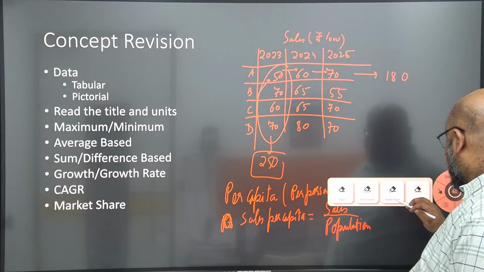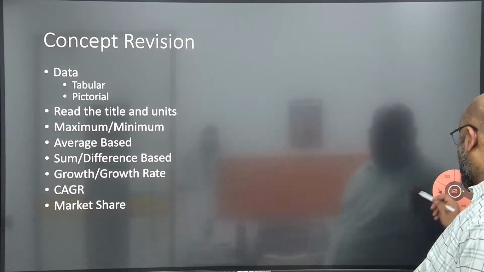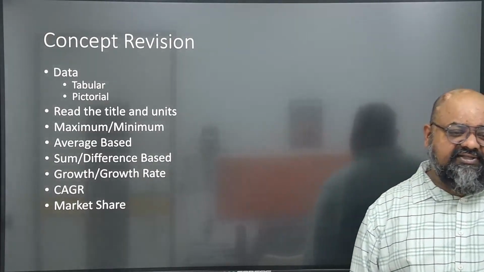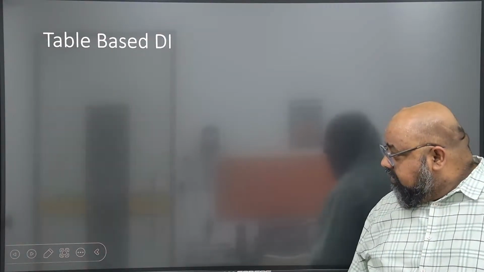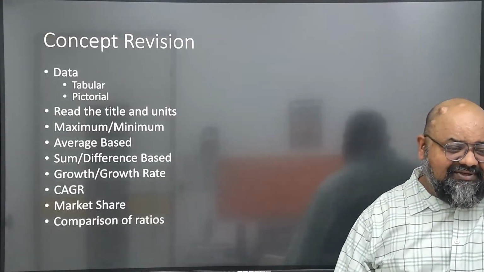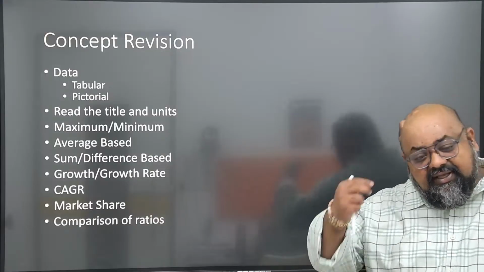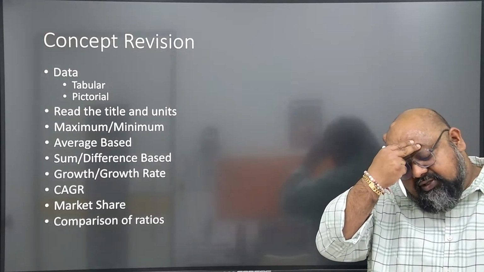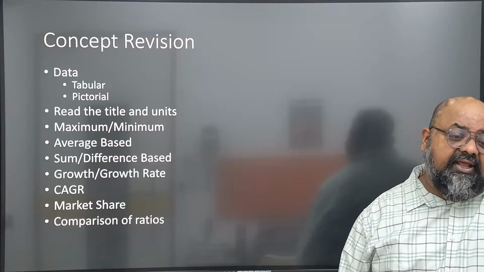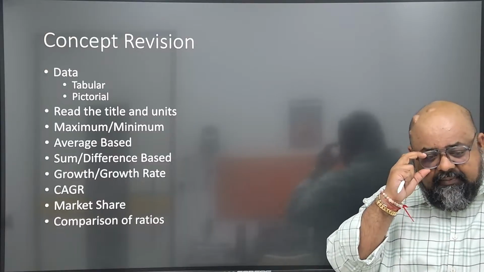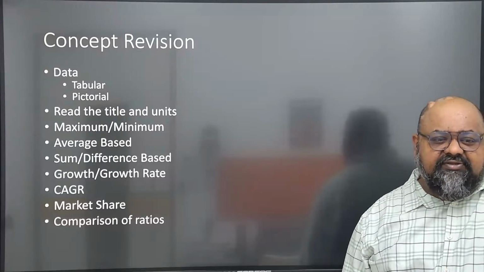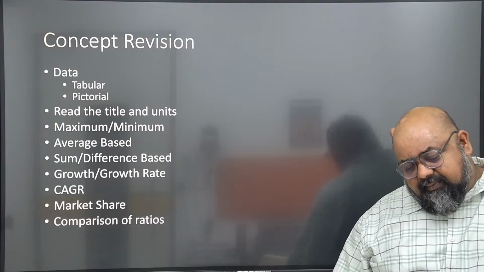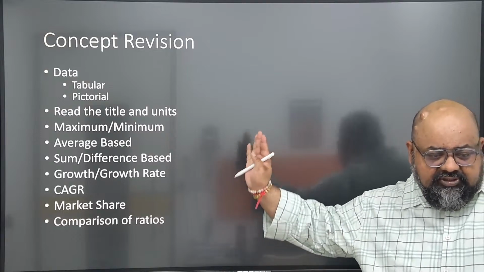Okay. Based on this, let us attempt a couple of sets. Sorry, there is a comparison of ratio question as well. Typically this will say growth rate: which product saw the highest growth rate and in which year? So basically I'm comparing the growth rate for each company for each year. Such questions might take more time in calculation, but conceptually they are based on ratios and comparisons.